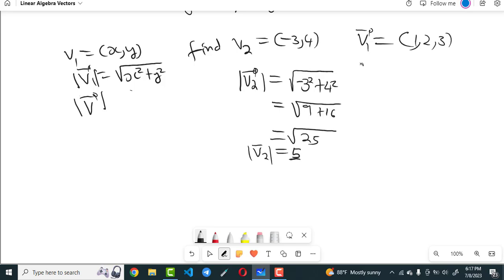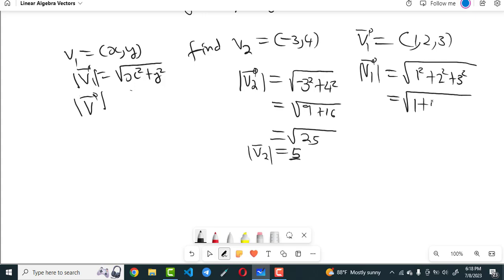So if it is in 3 dimensions, to find the magnitude, we do the same thing. Square root of 1 squared plus 2 squared plus 3 squared, which gives us the square root of 1 plus 4 plus 9, which gives us a total of 14. That's our magnitude. We can find the square root of this number, then we can write it here. That will be our magnitude.